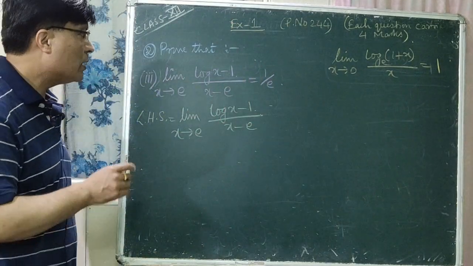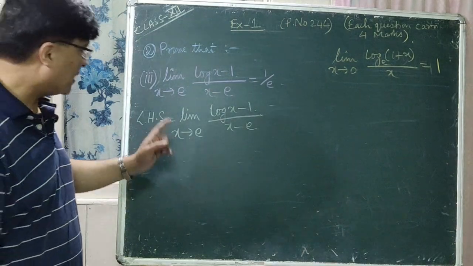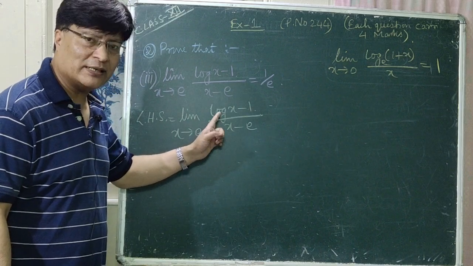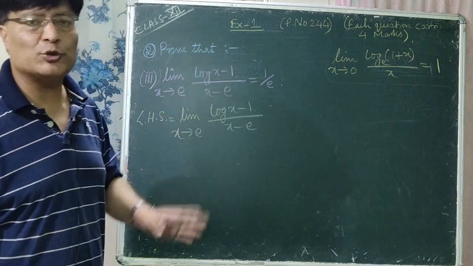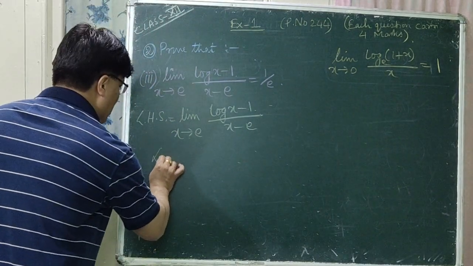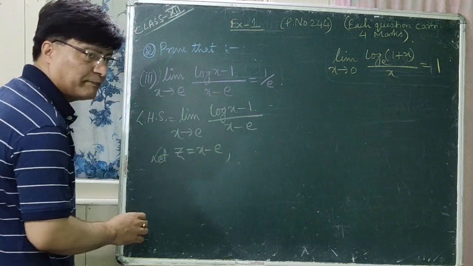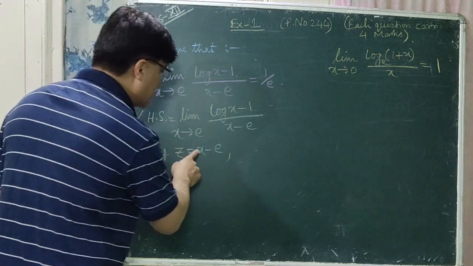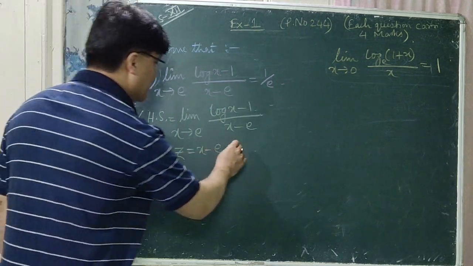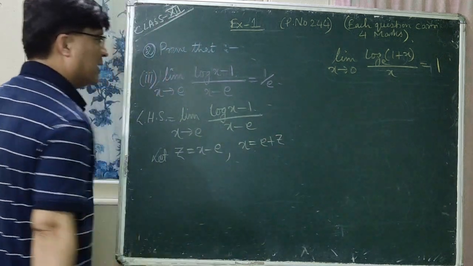Okay? So let us do the method of substitution out here. So let us assume this denominator again. So what is the denominator here? x minus e. Let us assume it as z again. So let z is equal to x minus e. Let us get the value for x here again, because in the numerator you have to put the value for x. So x is equal to e plus z.